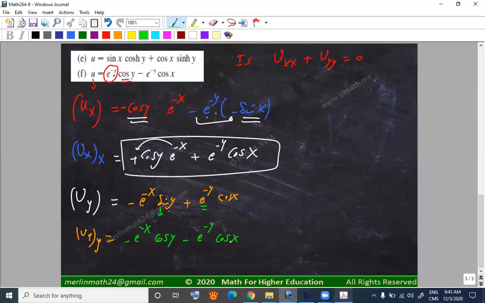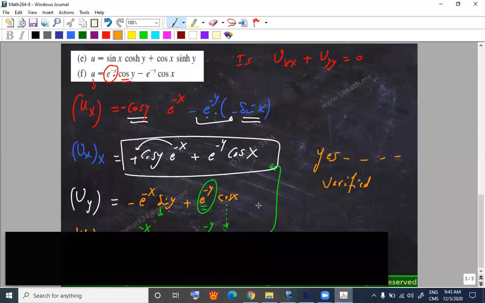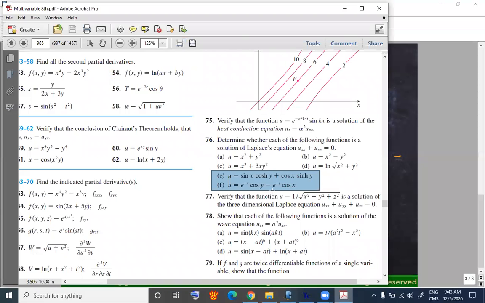Now let's add the white with the green. Cos x, because you are deriving with respect to y, it's constant. Now add the green with the white. Do they cancel? Yes or no? Yes, they cancel. So is it 0? It satisfies, so you say yes. So verified. Verify that it satisfies the Laplace equation.